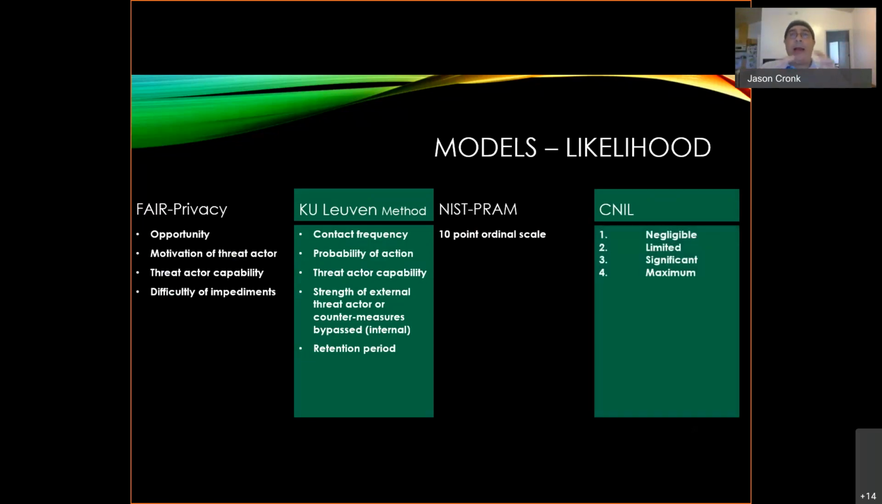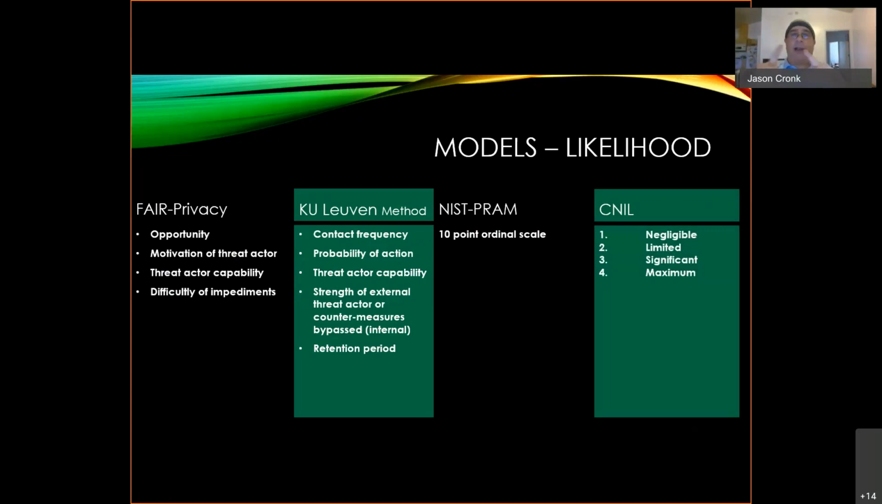Similarly, Kaulufa's method uses a 4-point scale of negligible, limited, significant, and maximum. Now, one of the things they do for each of their privacy harms that was mentioned in the previous slide, they give some guidance. What does it mean to be negligible? What does it mean to have a limited likelihood, significant, maximum?